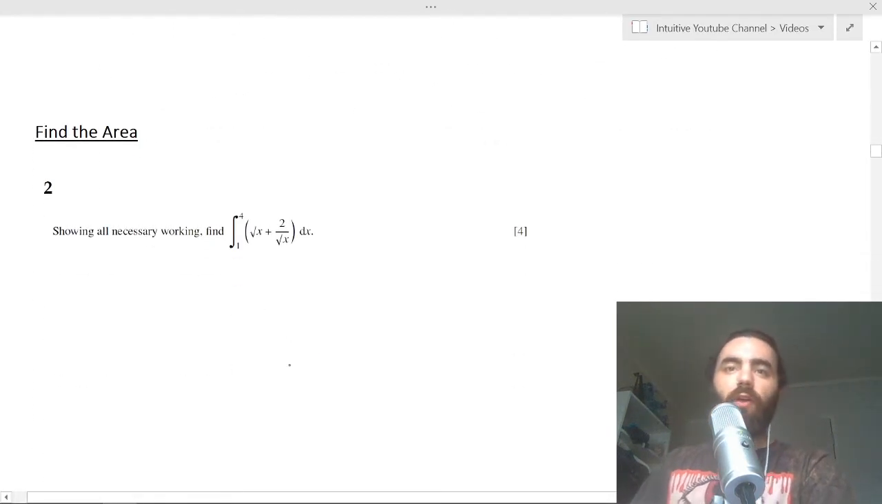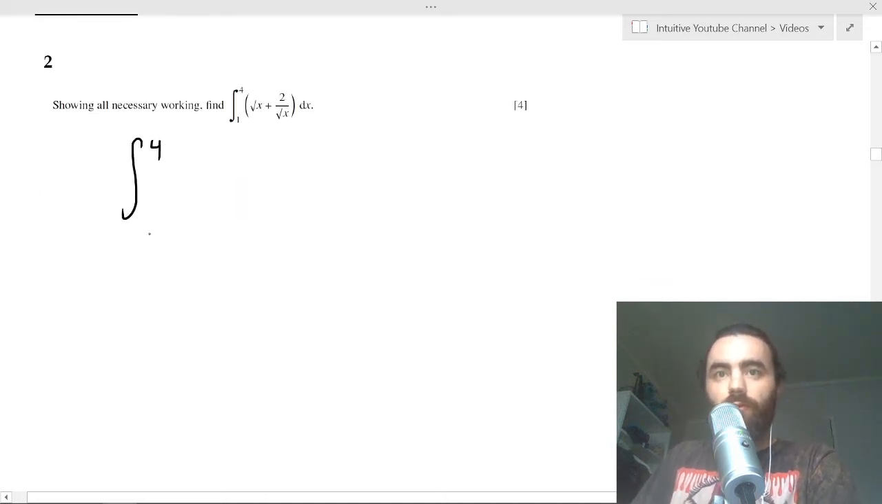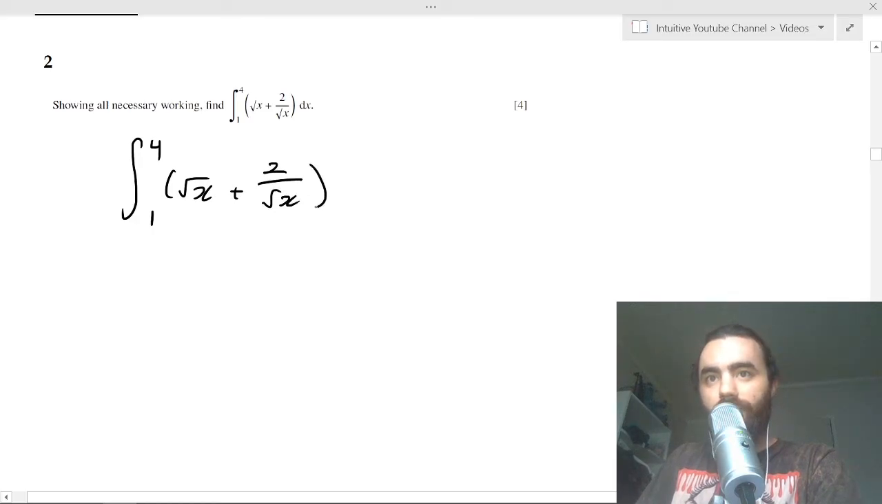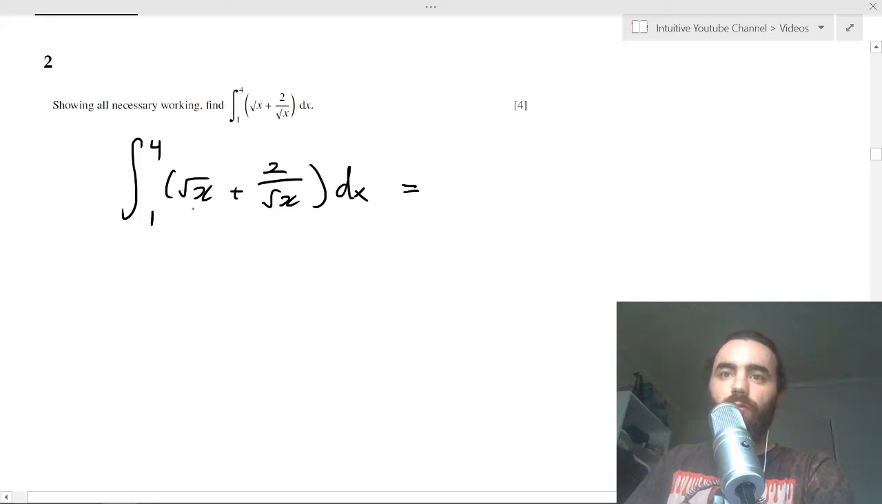Now let's do some find the area examples, integration examples. This one wants you to find this. So we have a definite integral of the square root of x plus 2 over the square root of x dx. And like in all of these ones, what we immediately do is we always change this into exponential form so we can actually integrate it.